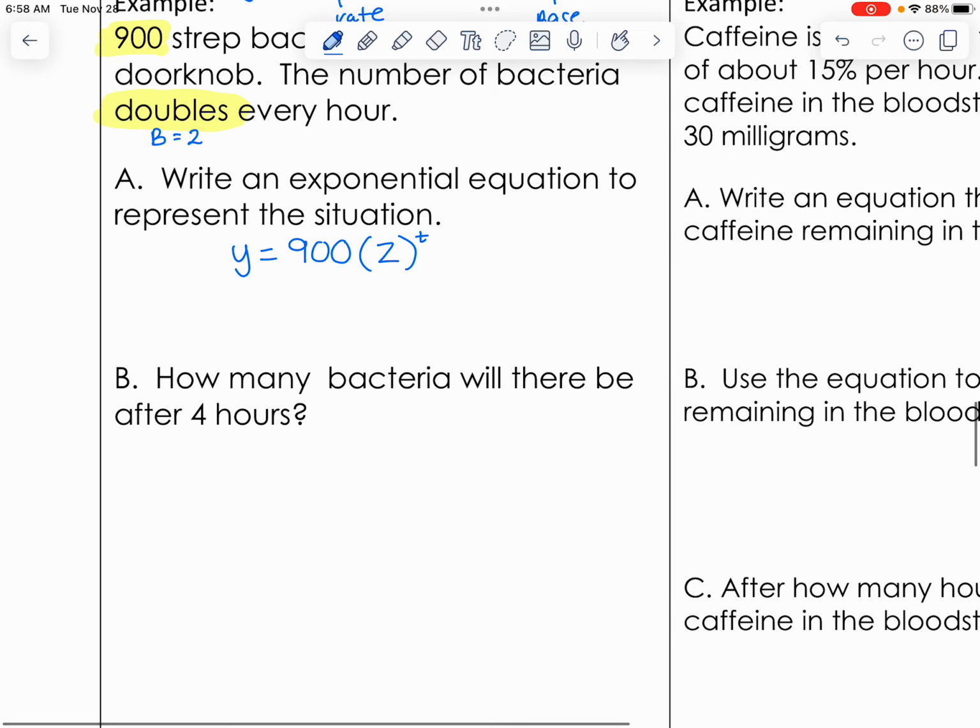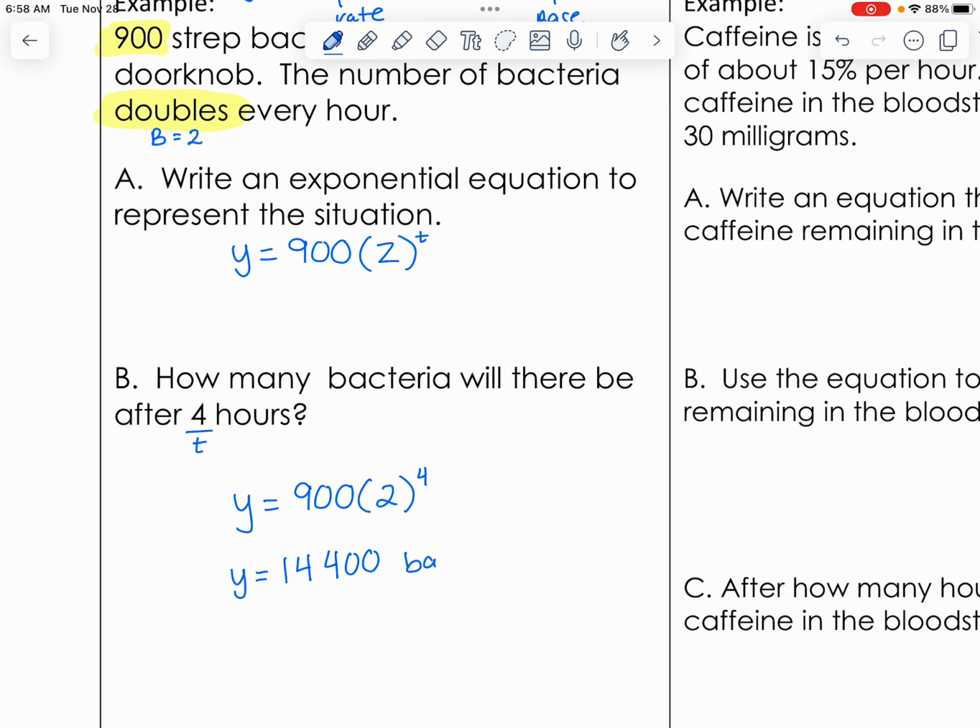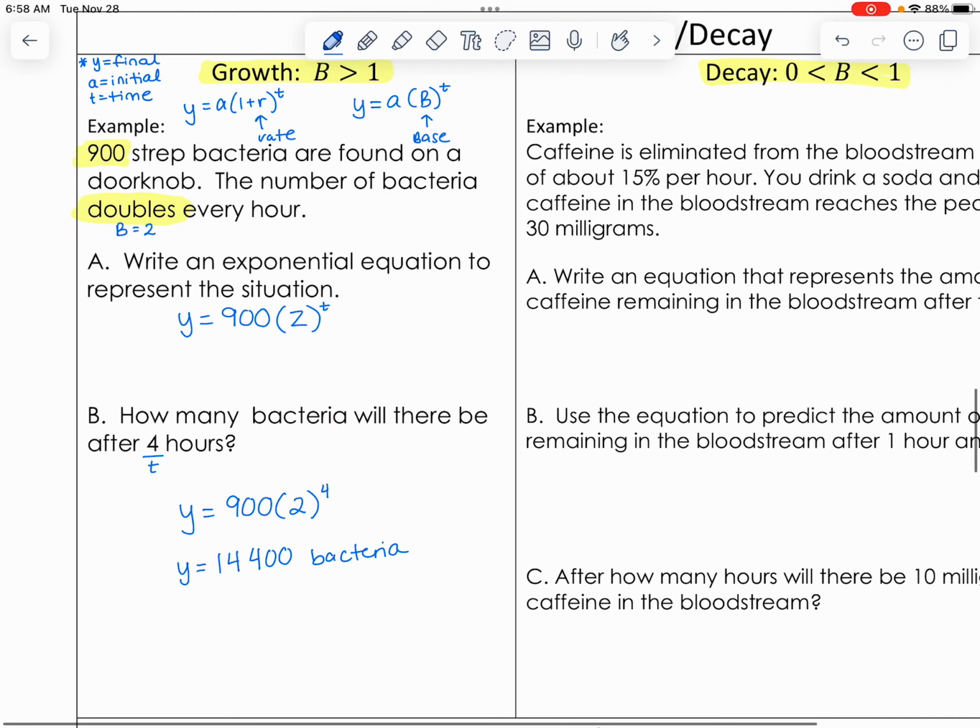Part B says, how many bacteria will there be after 4 hours? So it is plugging in 4 for t. So we get y equals 900 times 2 to the 4th power. I'm just going to plug that in my calculator. So 900 times 2 to the power of 4, y equals 14,400 bacteria, which grows. But there we go.